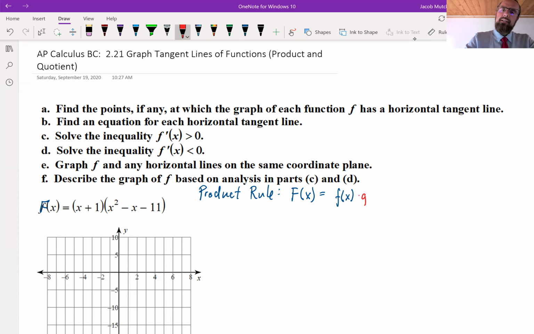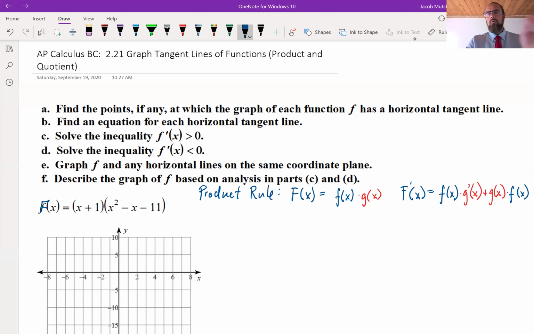Well, if I were to take the derivative of big f of x, this again would be our product rule. So the same one we've been using. So it's the original function f times the derivative of g plus, so it's a sum, original g of x times the derivative of small f of x. So we'll be using that, and we can, in fact, start setting it up.